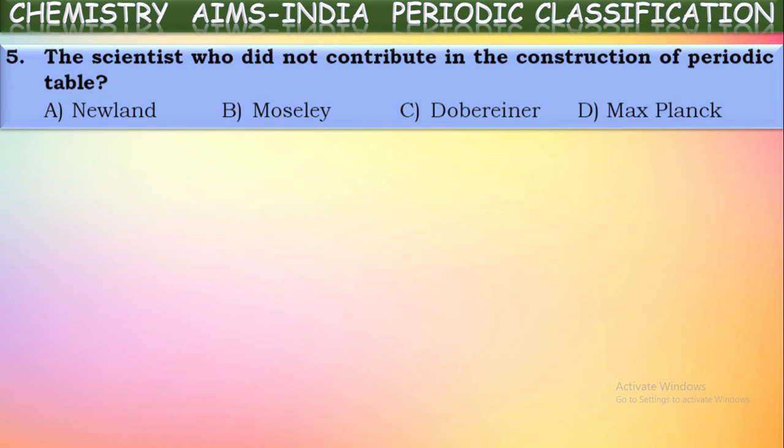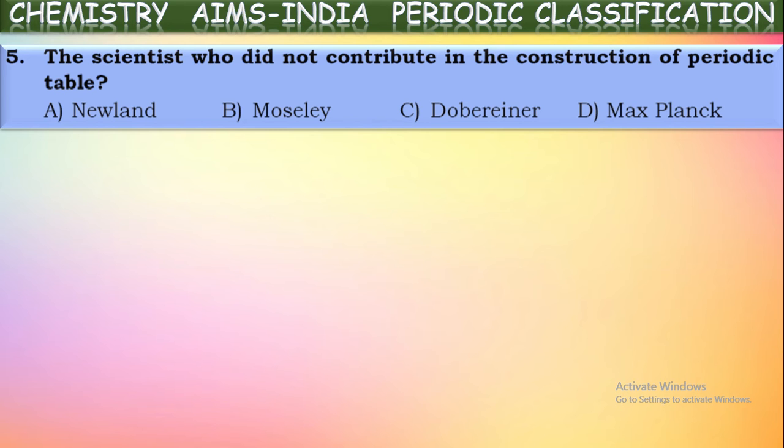Next, the scientist who did not contribute to the construction of the periodic table. So we know many scientists have given their contributions in designing this modern periodic table. Of course, it was not the first and last periodic table. Before this modern periodic table, many scientists tried to classify the elements in different manners. So those all come under contributions in the classification of elements, even though they failed because of some drawbacks. So here some scientist names are given.